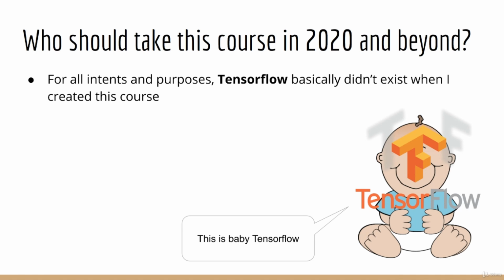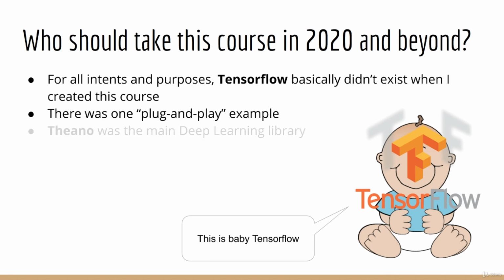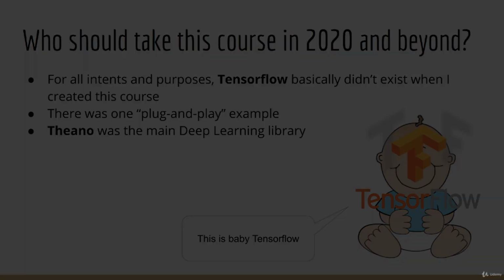In the original iteration of this course, I had a single plug-and-play example for how to create and train your own neural network in TensorFlow, which obviously you could take and plug in your own dataset and so forth. A lot of knowledge about how to do things in TensorFlow wasn't well known at that time, and in fact, the largest and most popular library was called Theano. This was the original deep learning library in Python, which was also able to take advantage of the GPU.